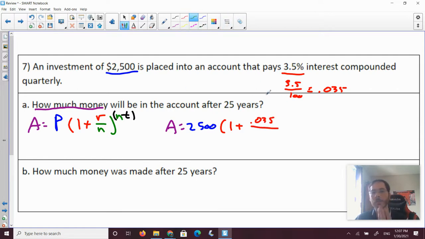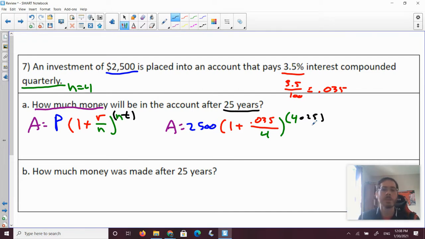N, we have to find the keyword for n. So the keyword in this one is going to be quarterly. Quarterly tells us that n is 4 because there's 4 quarters in a year. And then t is the time, so they tell us the time right here is 25 years. All right, and at this point, we can just throw this right into a calculator. So again, since I have Desmos up, I'm going to throw it into Desmos.